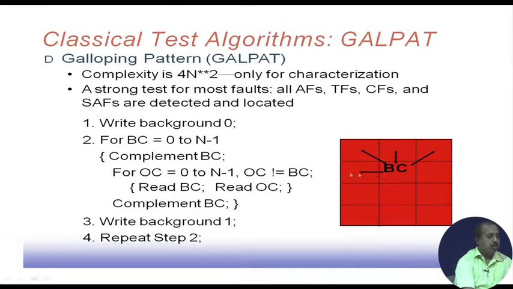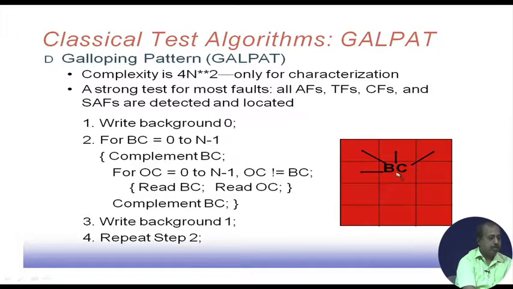First we write the background to be all 0. The entire array is filled with 0, then we take any of the cells. Suppose we have taken this particular cell. We complement this cell value to 1. Then we consider all other cells in the array. We read the content of BC, and then read the content of the OC cell. OC is basically other cells, so you can read OC as other cells, and BC is the cell that we are considering now.